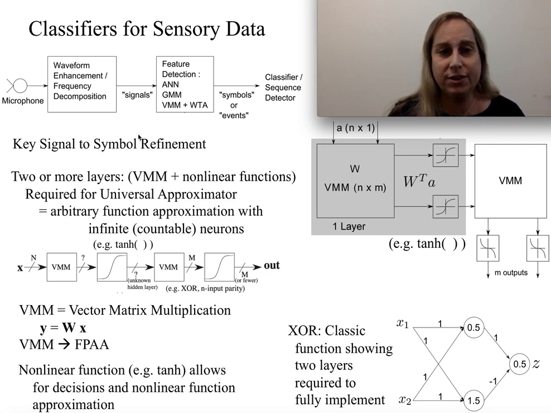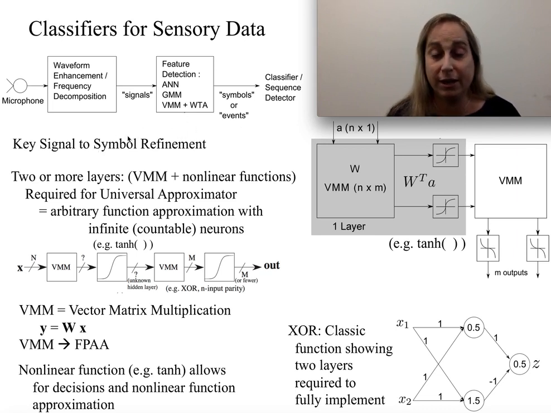To look at this signal-to-symbol part, we often talk about a number of different ways to do this classification. There are going to be layers of that classification in any sort of neural network approach. Why layers? We typically mean a vector matrix multiplication plus some nonlinear functions. What do we mean by nonlinear functions? Typically tanh-type structures. Tanh is a typical nonlinear function that's been used from early on.